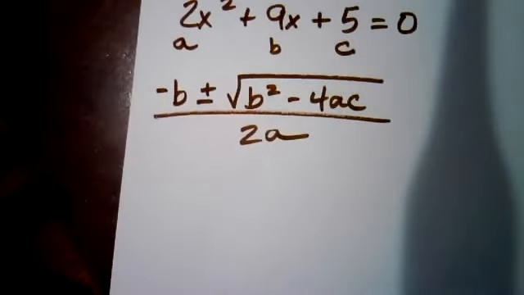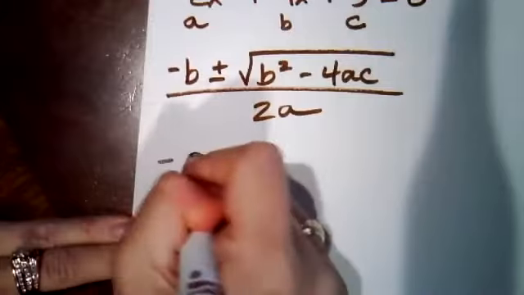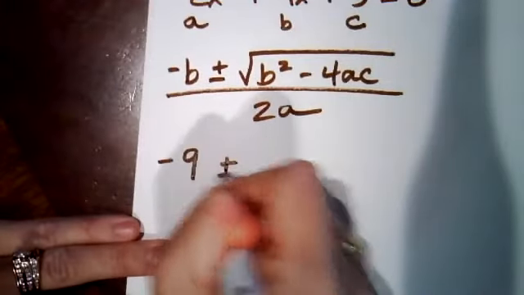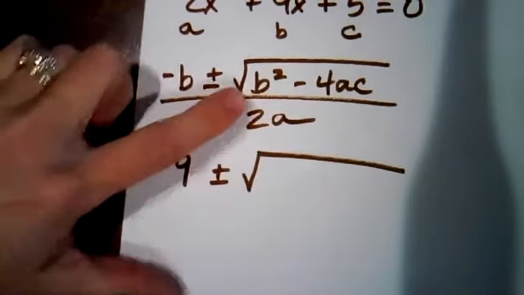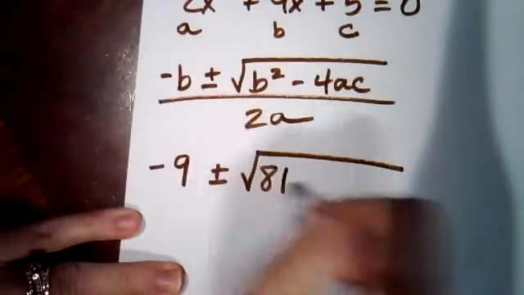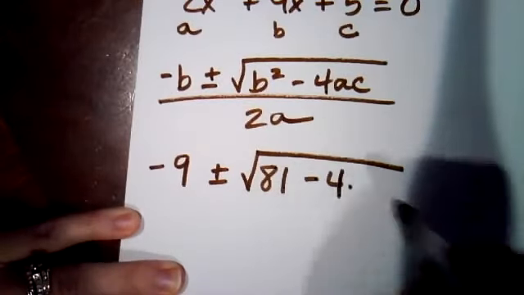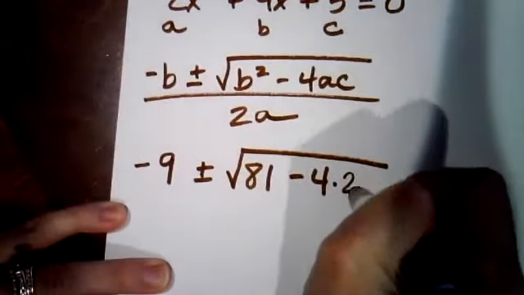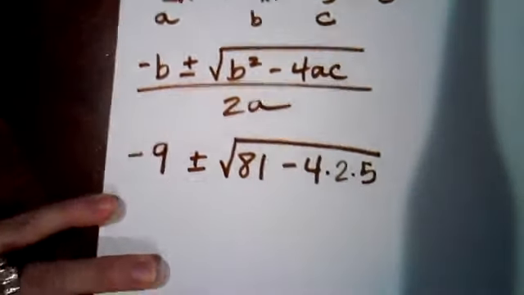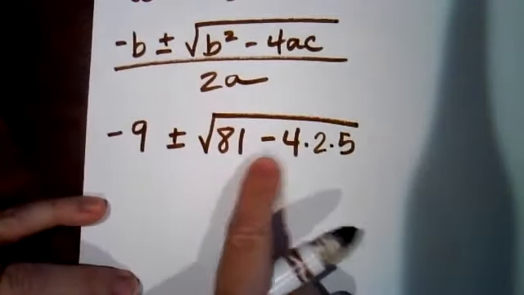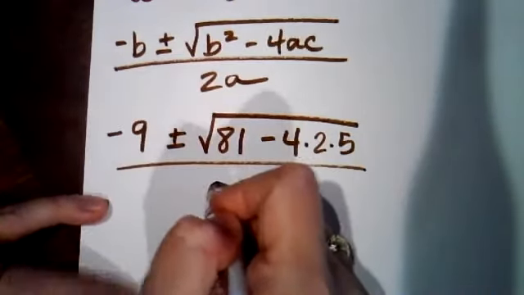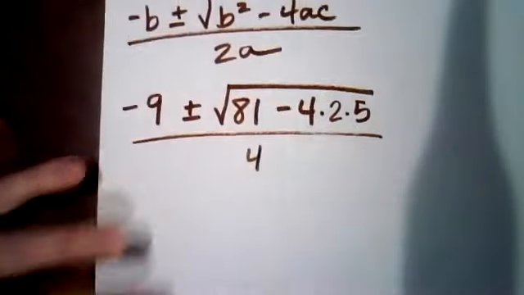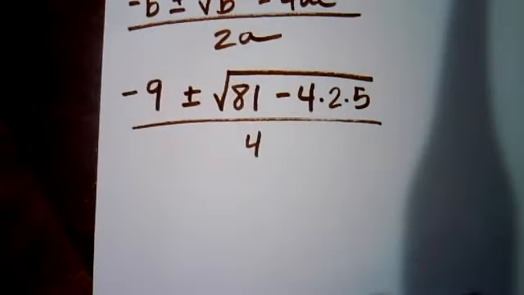Okay, so let's do this problem. Negative 9 plus or minus the square root, and I told you this time I'm not going to show every detail of work, b squared, which would be 81, minus 4, and I do end up showing this almost on every problem just so that I can see it. So minus 4 times A times C all over 2 times A, which is 2 times 2, and I'm going to just put 4. Okay, so I've eliminated some of my work, but not all.